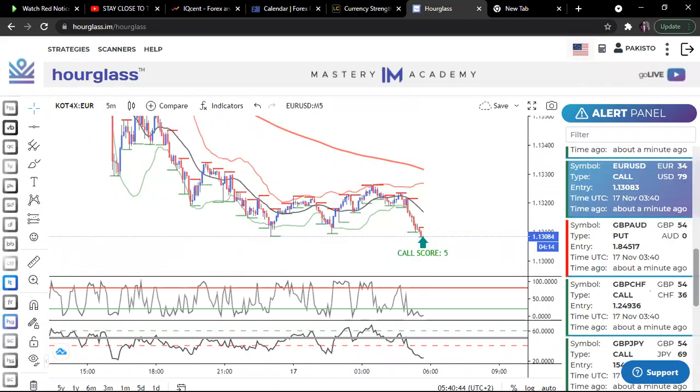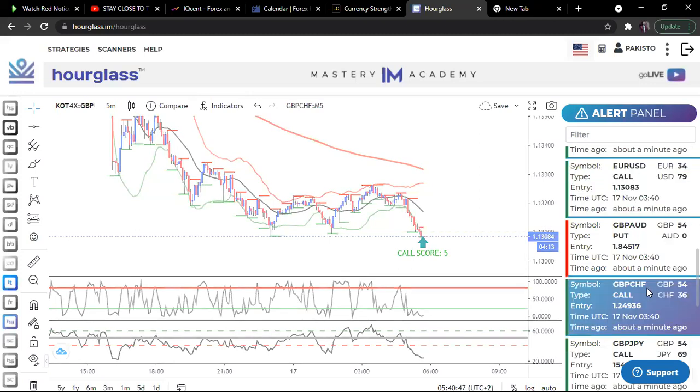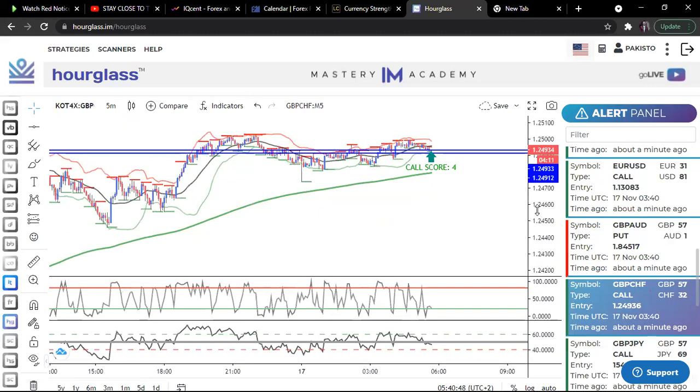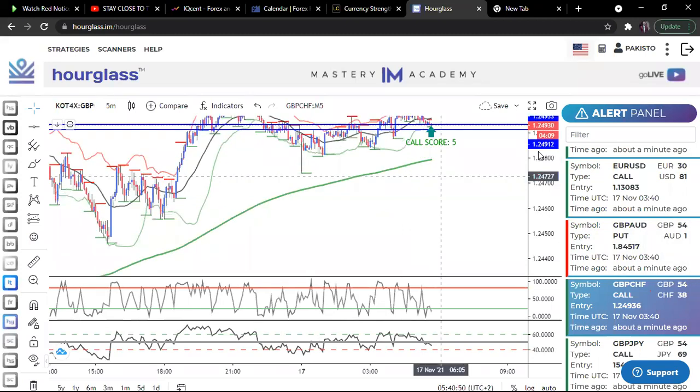Still on a 100% win rate, ladies and gentlemen. I still haven't lost a trade yet. That is amazing. November is treating us very, very well, ladies and gentlemen.